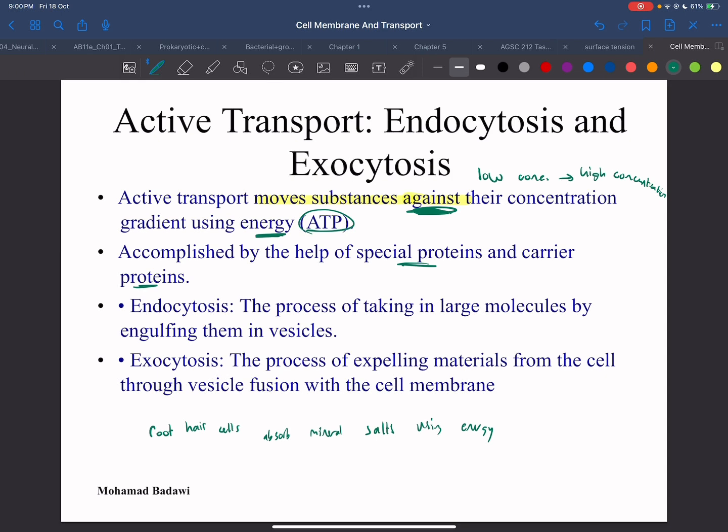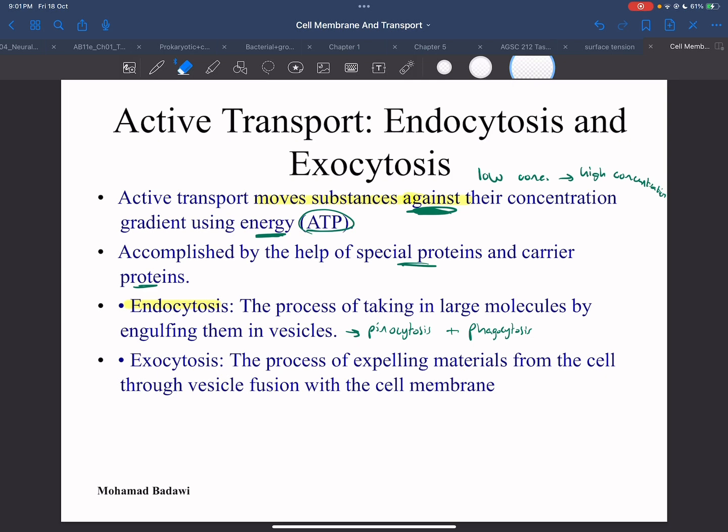Okay, and two examples of endocytosis, active transport is endocytosis. Now, endocytosis, we can split it into two. Okay, we can pinocytosis and phagocytosis. Okay, those are two examples of endocytosis. Now, what happens in endocytosis? It's the process of taking in large molecules by engulfing them in vesicles.